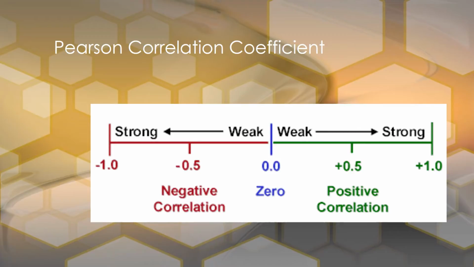So don't confuse strength and the sign. The direction and the strength are not the same thing. So a +1 and a -1 have the same strength, but different directions. The -1 has a negative direction, and the +1 has a positive direction, but they both have perfect strength. So just keep that in mind, not to mix those up. Okay? So it's more about the number, not the sign, when we talk about the strength.